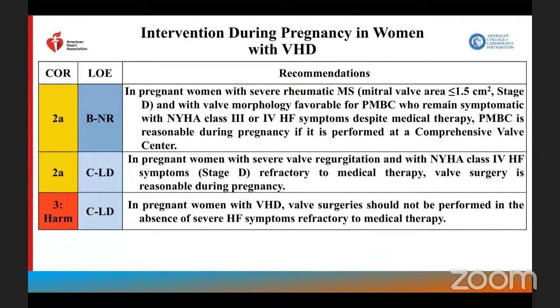And for pregnant women with severe valve regurg with NYHA class 4 heart failure symptoms, refractory to medical therapy, valve surgery is reasonable during pregnancy. It's a class 2A. And in pregnant women with valvular heart disease, valve surgery should not be performed in the absence of severe heart failure symptoms refractory to medical therapy. It's a class 3.